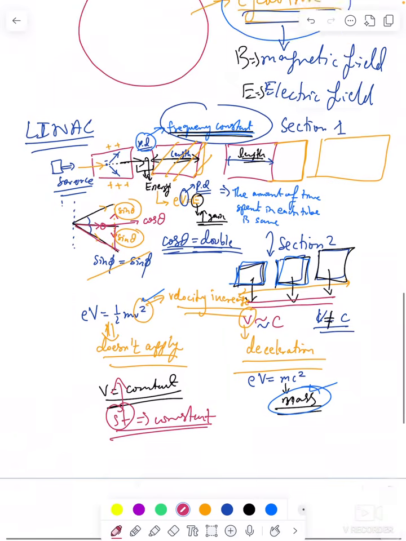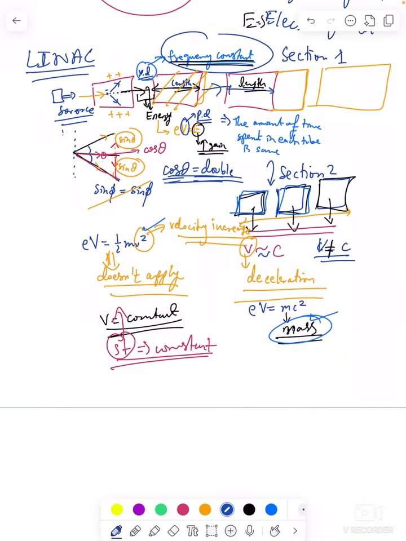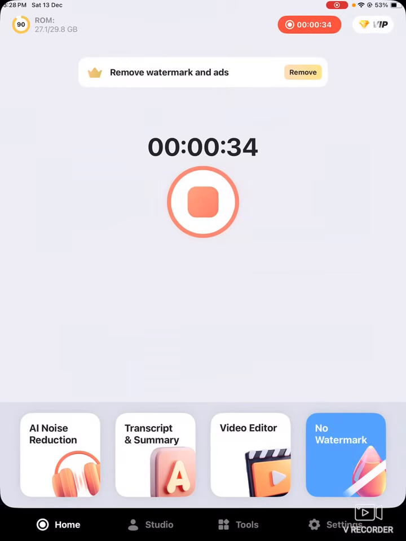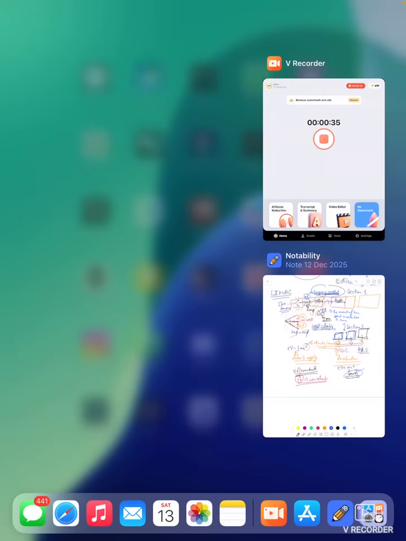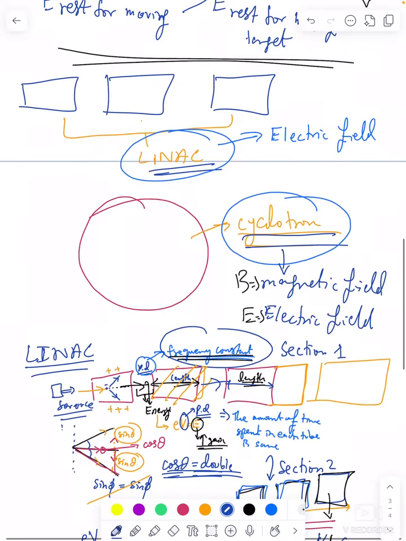Now, I think I covered everything about the Linac. Am I missing something? No, yeah. There's one thing: I did talk about acceleration, that it accelerates the particle. I talked about it. Now, what was it? Yeah. Then we have the cyclotron.